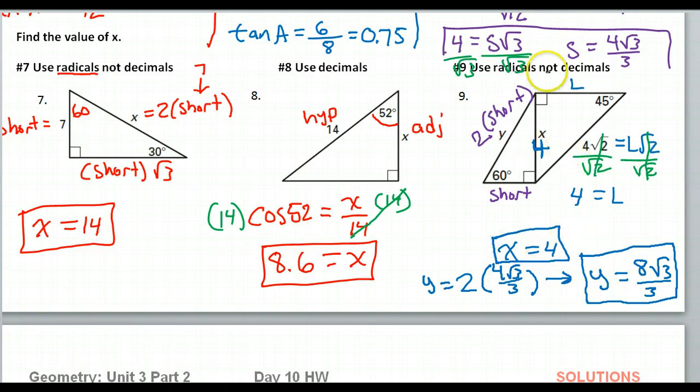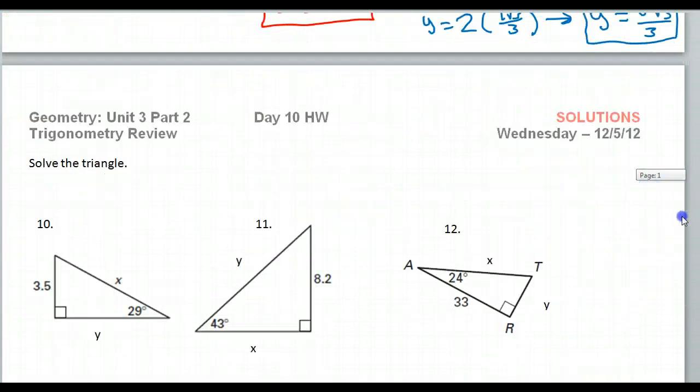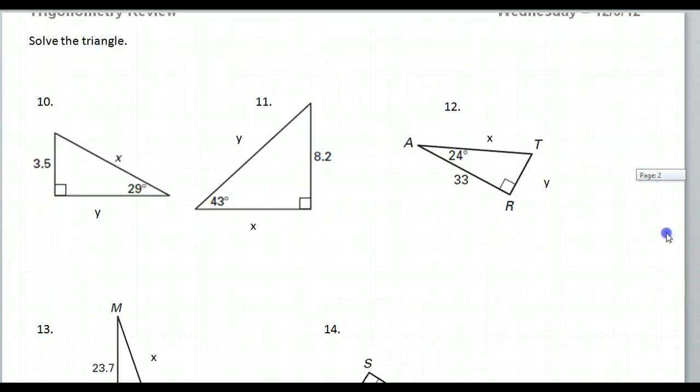Okay, so that was a little awkward because of how big the numbers are, being fractions and radicals and all, but that is how you do number 9. Okay, moving on.